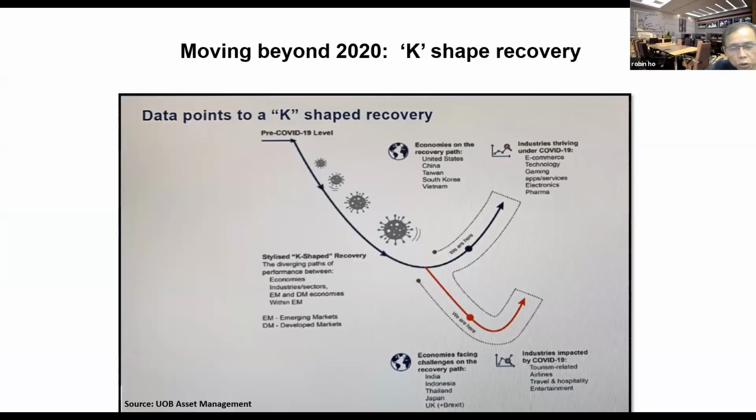All right, so what we are seeing now is a K-shaped recovery. In case you do not understand what a K-shaped recovery is, it means some sectors do better than other sectors. For example, in a K-shaped recovery under the COVID pandemic, e-commerce, technology, gaming, app services, electronics, and healthcare do a lot better. But tourist-related sectors like airlines, travel, hospitality, and entertainment are not doing too well. But I think in a couple of months when the vaccine is distributed, we could get a switch over.